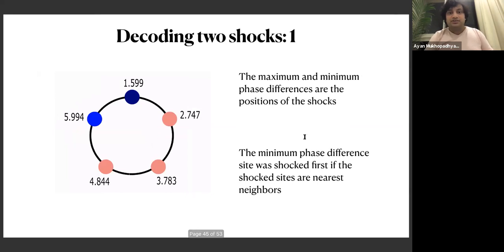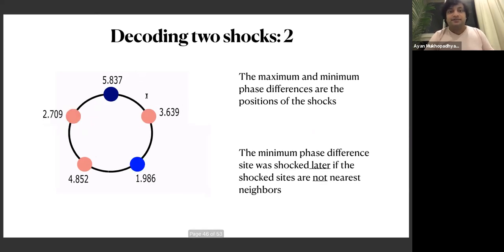Now you could ask what happens if there are two shocks instead of one. It turns out that you have to look into the maximum and minimum of these phase differences. You can see that this is maximum and this is minimum, and these are somewhere in between. By noting where the maximum and minimum are, you can know the positions of the shocks. If they are nearest neighbors, then the minimum phase difference was the one that was shocked first. And again, this is a feature that is independent of what initial conditions you start with, and that is why it is so remarkable.